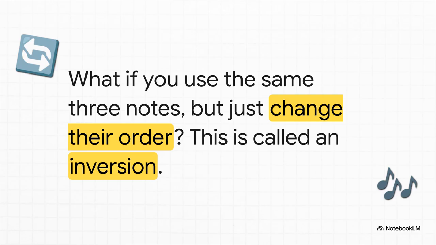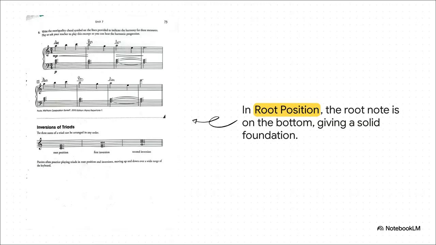Okay, so here's a thought. What if you take the exact same three notes of a chord, your root, your third, your fifth, but you just shuffle them? You change the order they're stacked in. Well, that simple little trick has a name. It's called an inversion. All right, this is what we've been looking at so far. This is the standard, the default. It's called root position. And just like the name says, the root note is right there in the bottom, in the bass. It gives the chord this really solid, stable, grounded feeling.